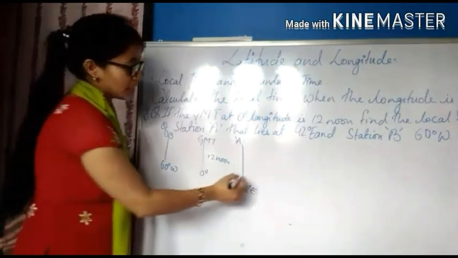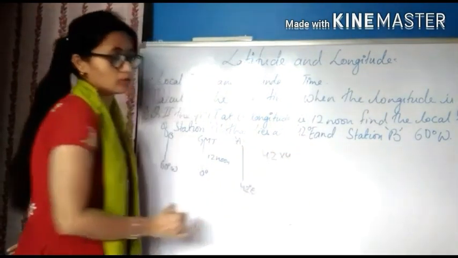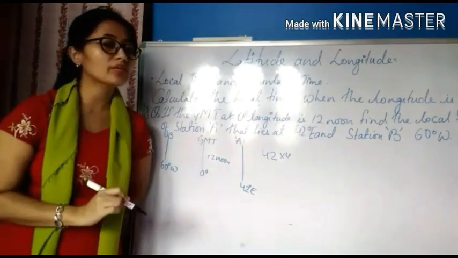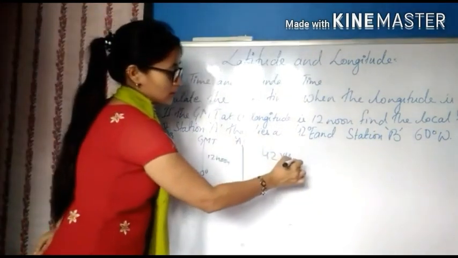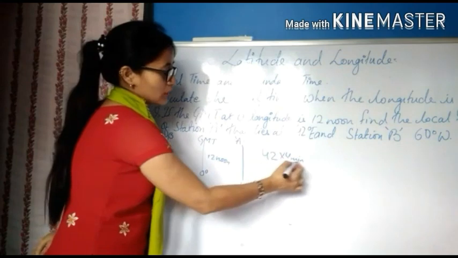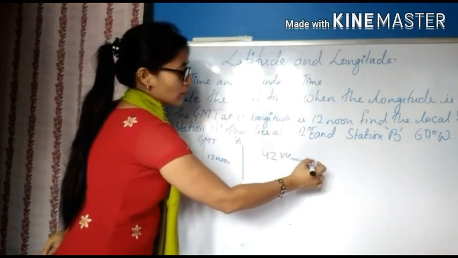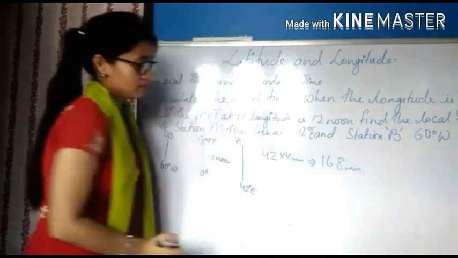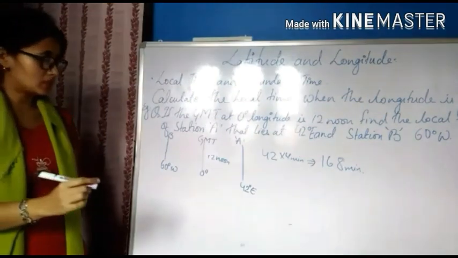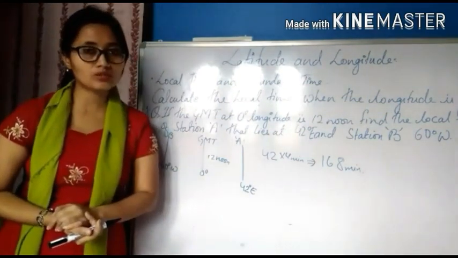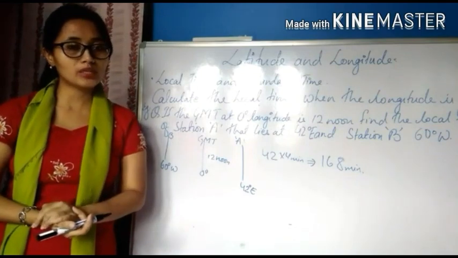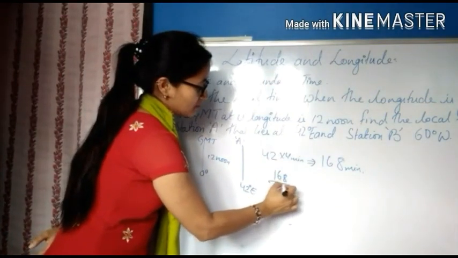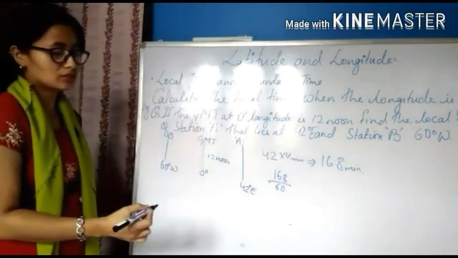Now what do you have to do? Take this 42 into 4. Why 4? Because the sun appears to move at every meridian at the rate of 4 minutes. That's why 4. So 42 into 4 will give you how much? 4 2s are 8 and 4 4s are 16. 168 minutes. Now you have to convert this minute into hours. So how to convert minutes into hours? Divide by 60. 168 divided by 60 will give you how much?